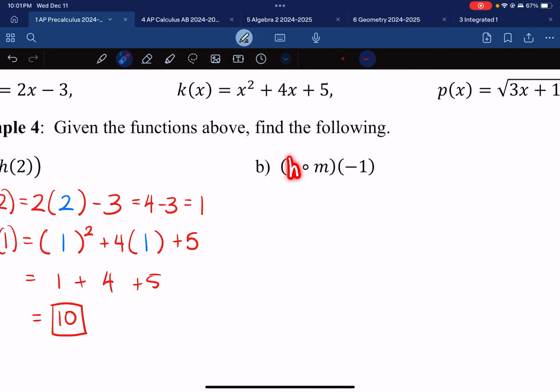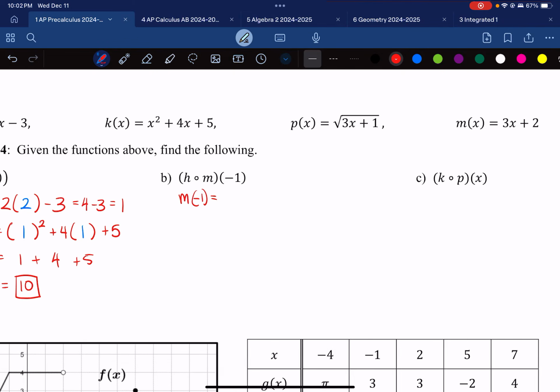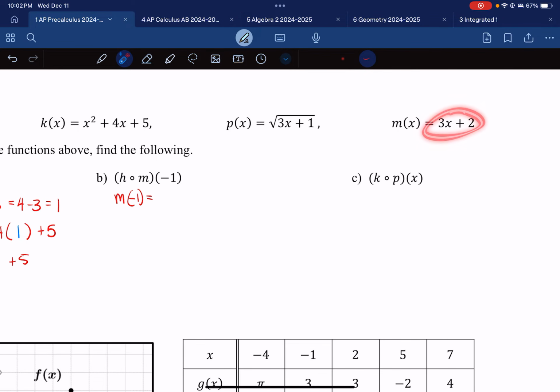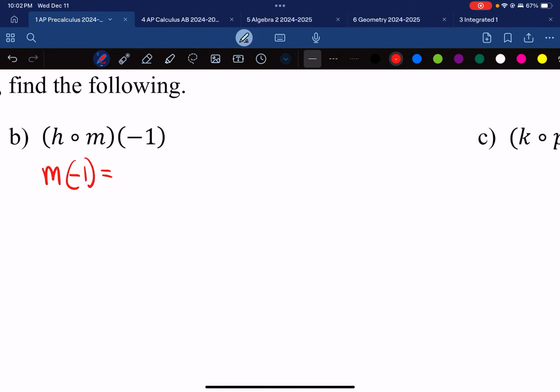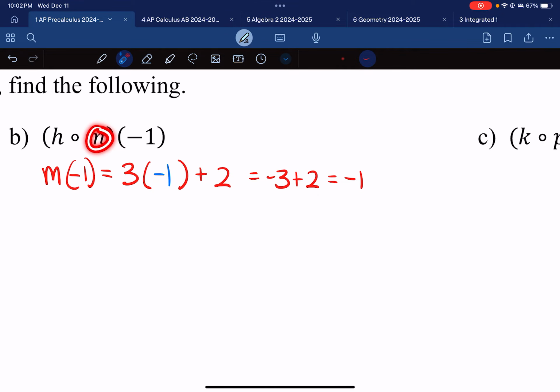I read this still h of m of negative 1. I'm doing m first. It's the one to the right first. You're reading kind of backwards in this case, and I know that's kind of confusing, but you do m of negative 1 first. So m of negative 1 is the first thing that I evaluate. Where is that m? All right, so m is this equation right here. So 3x plus 2. Let's write that down. 3x plus 2, and in my container I have a negative 1. So simplifying a little bit here, 3 times negative 1 is negative 3, and negative 3 plus 2 is a negative 1. So that means that all of that was a negative 1.